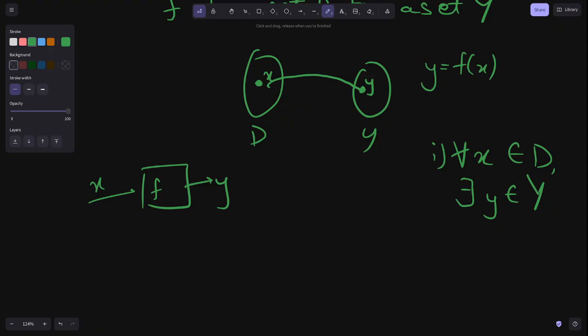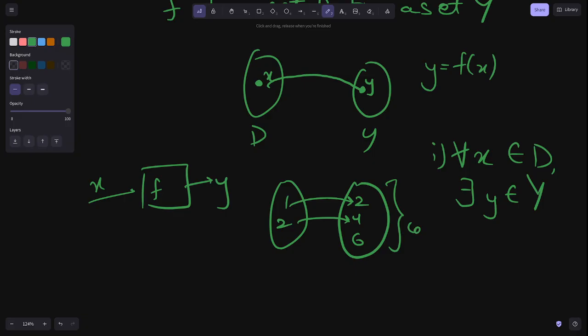It can happen that something in Y is not mapped to. Let's say 1, 2 is here and 2, 4, 6 is here. You map this to this, map this to this, and this is unmapped. This is okay. This whole set is called the codomain, and this whole set is called the domain. The selected parts which are mapped are called the range. These are some terminologies.